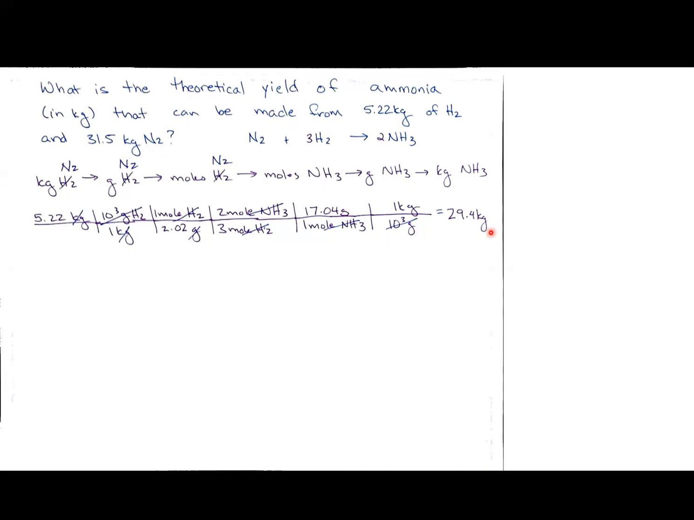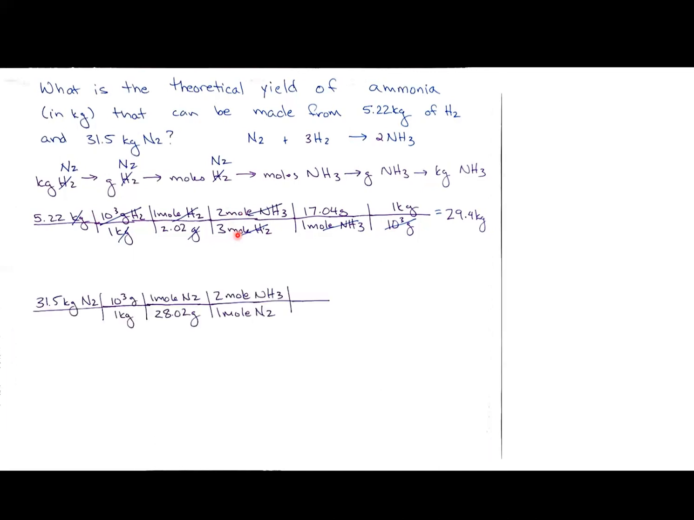Let's do it with the other one, nitrogen. So the only thing that changes in this one is I'm going to go from kilograms of nitrogen to grams of nitrogen, grams of nitrogen to moles of nitrogen, and then that will go to moles of NH3, grams of NH3, kilograms of NH3. So really, from here, these two parts and these two parts, that's not going to change. All of this is going to stay the same. It's just this little bit up front that is going to change. So here's the bit that changes.